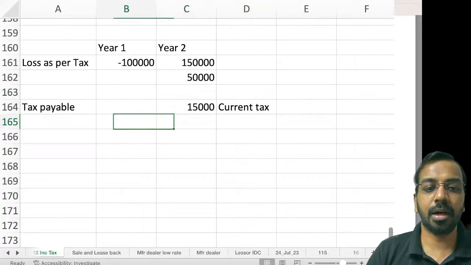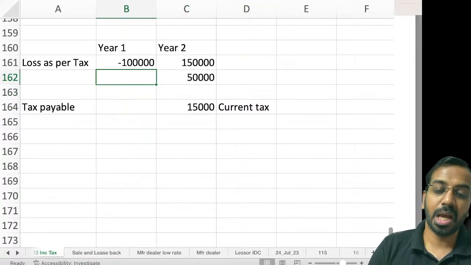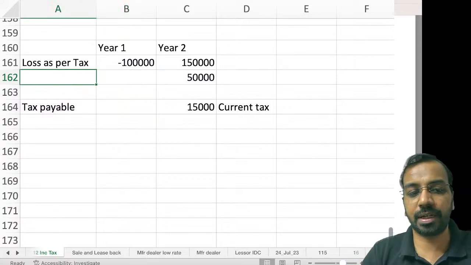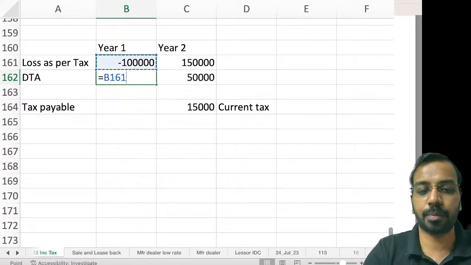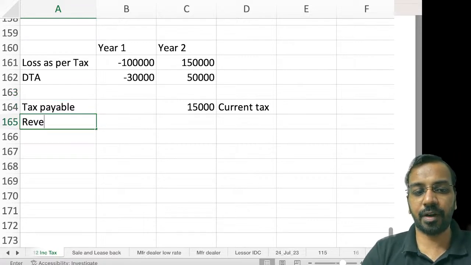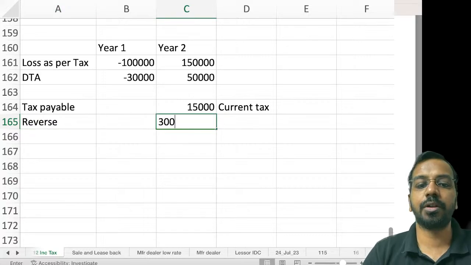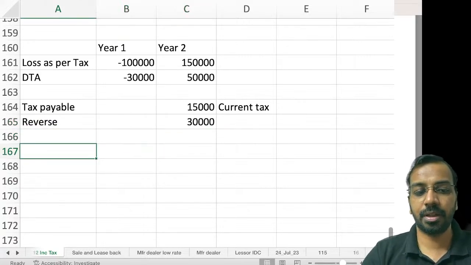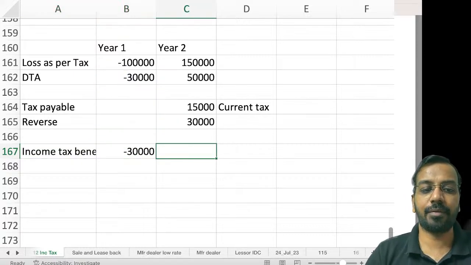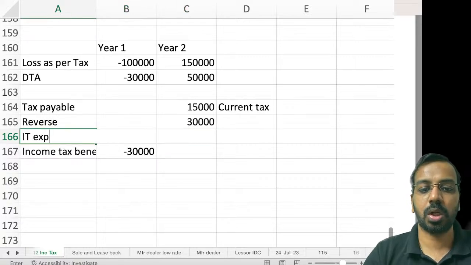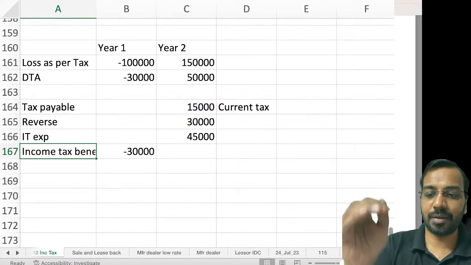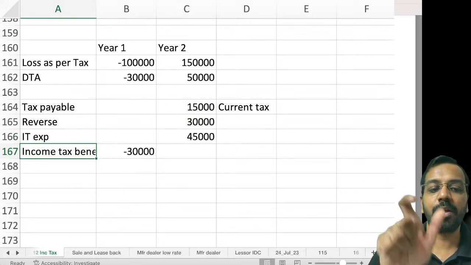Now, when you have a loss in the first year, please see this. Because there is a loss in the first year, you will pay less tax in the future. So here you will recognize a DTA of 1 lakh into 30%, which is 30,000. And this will reverse when you have profit. So here you will have a reversal of 30,000, an income tax benefit of 30,000, and here you will have income tax expense of 15,000 plus 30,000, 45,000. Current tax plus reversal of deferred tax will be 45,000.